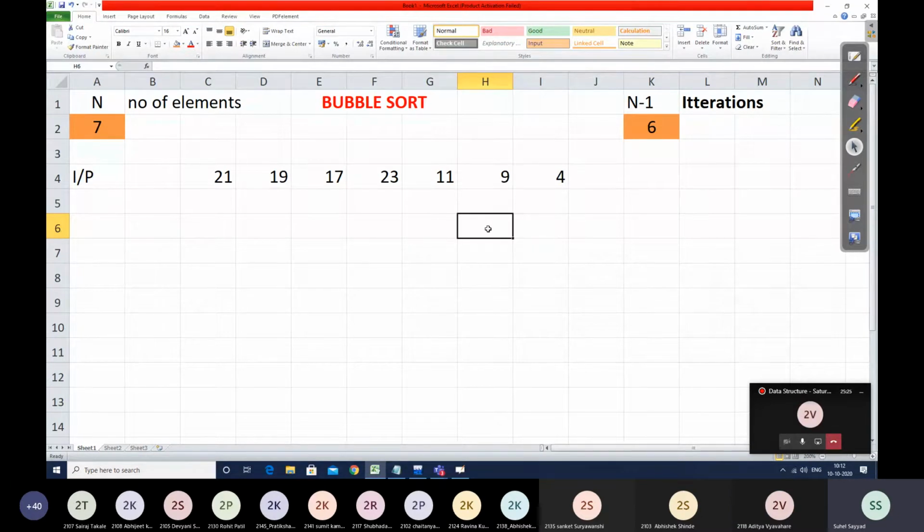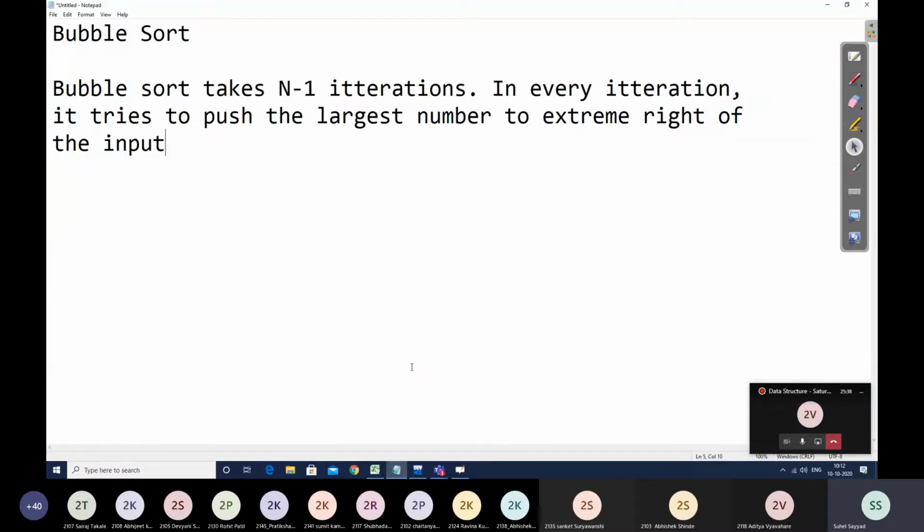Yes, sir. Okay. So total n numbers are there and n minus 1 iterations are there. What is n for us in our example? 7. So how many iterations will be there? 6. Okay. So in every iteration, as the statement says, bubble sort takes n minus 1 iterations. In every iteration, it tries to push the largest number to the extreme right of the input.